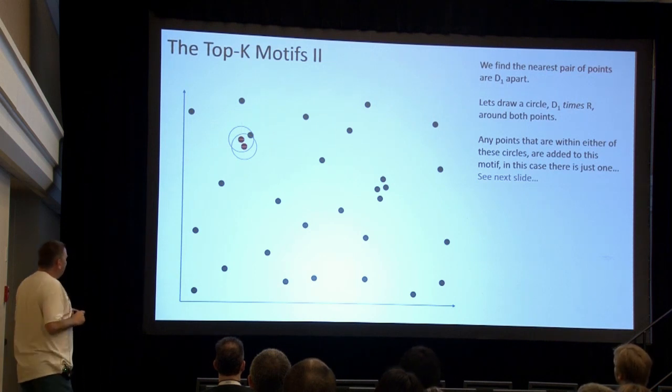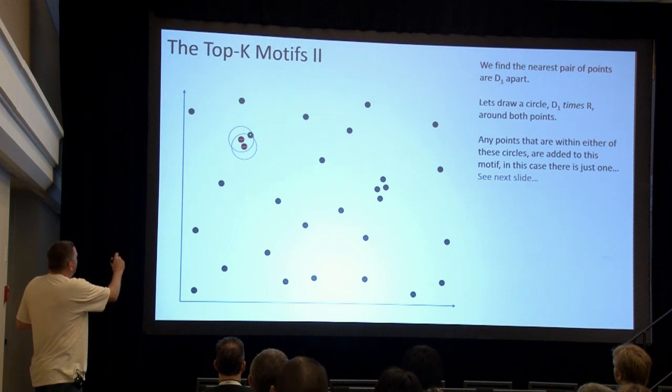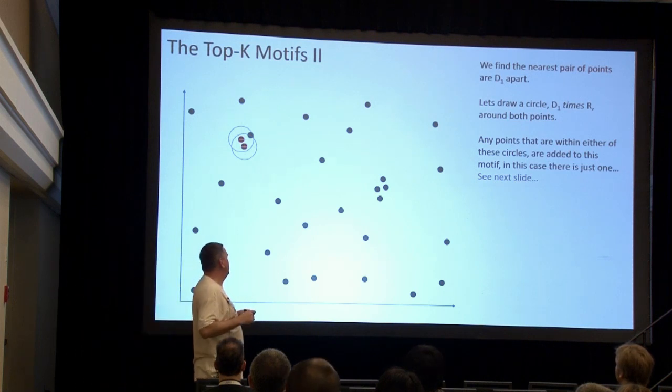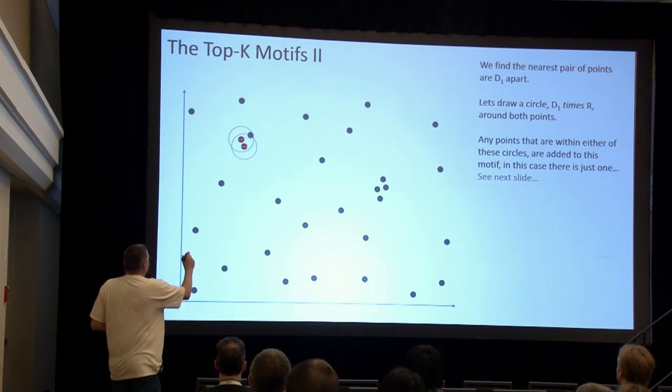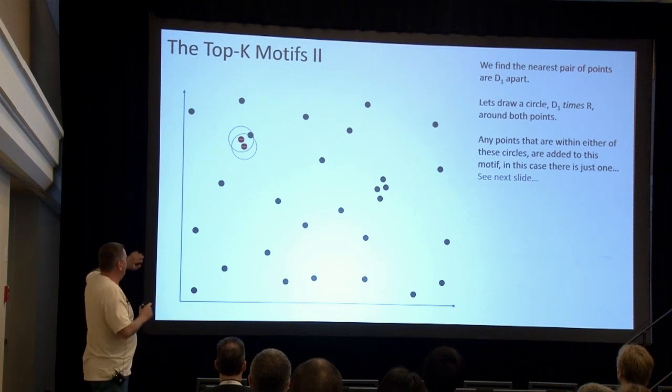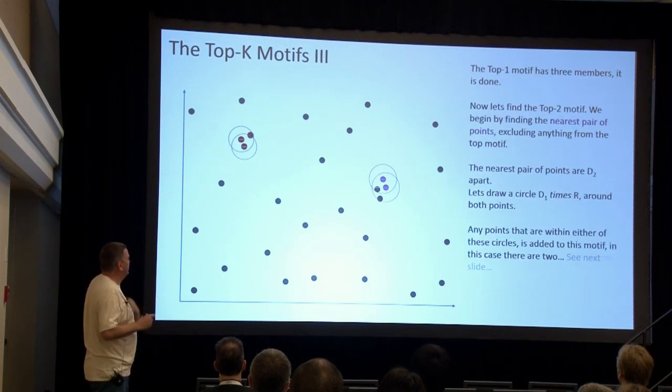My claim is basically that anything that falls within the radius, this guy here, is really also part of that motif. It's another utterance of a bird song or another earthquake from the same family. And I'm going to call these three things now motif one. It's as simple as that. Once I've done that, I can extract it from the data set and now do this recursively.